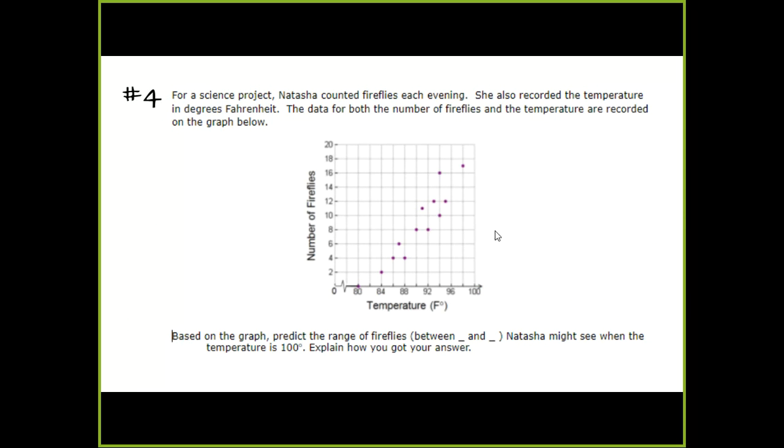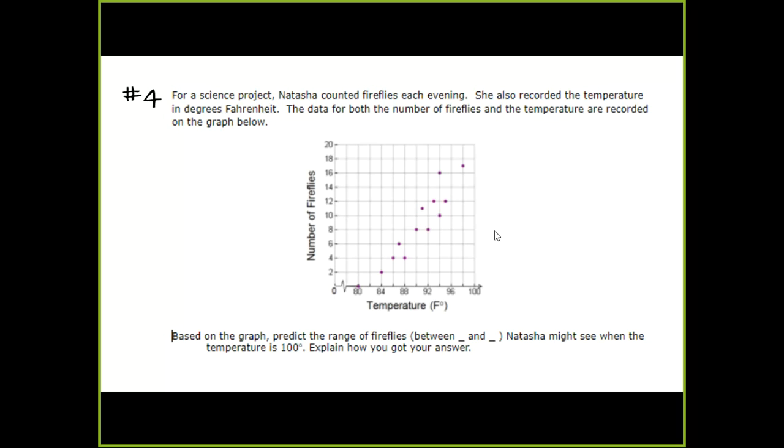All right, so looking at number 4, it says, for a science project, Natasha counted fireflies each evening. She also recorded the temperature in degrees Fahrenheit. The data for both the number of fireflies and the temperature are recorded on the graph below. It says, based on the graph, predict the range of fireflies Natasha might see when the temperature is 100 degrees. Explain how you got your answer.